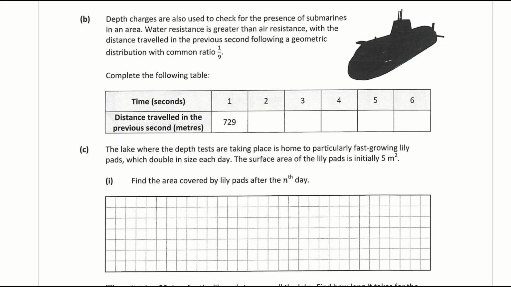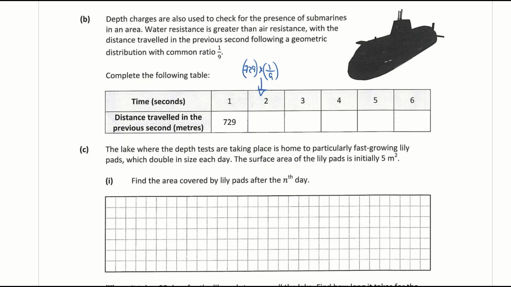So basically what's happening here is that we need to multiply each term by 1/9. That's basically how the table is continuing. So in order to get in here, we go 729 multiplied by 1/9. So that's basically our common ratio. It's been multiplied by 1/9.